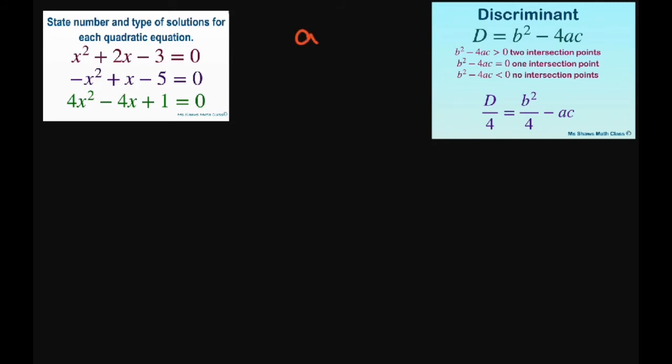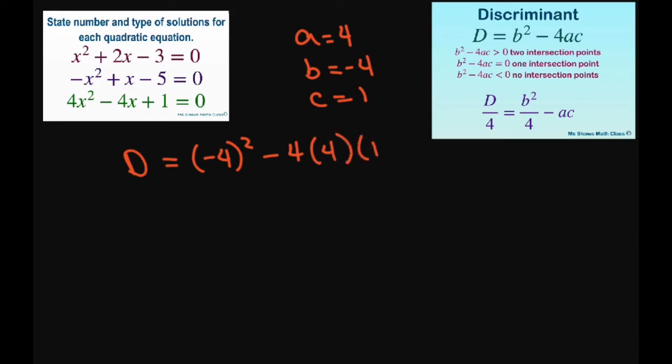we have a equals 4, b equals negative 4, and c equals 1. So our discriminant equals b squared, so that's negative 4 squared, minus 4ac. All right, so this is going to be 16. We have 1 negative, so that's an odd number. That means it's minus 16. This gives you 0. Now, if it's 0, there's only 1 intersection point. So basically, there's 1 real solution.